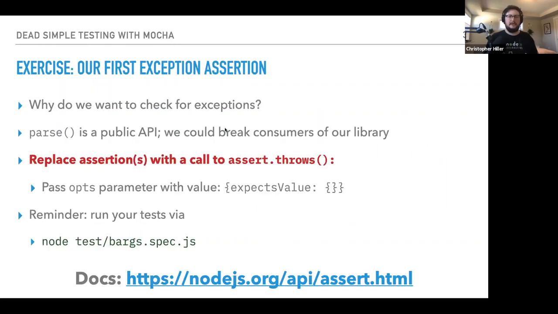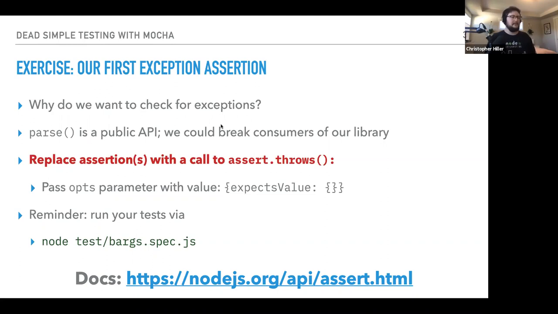We have all these assertions. You can delete them all. And so you're going to have your test file. It will have a require of assert and it will have a require of bargs. And so what we want to do is replace all this stuff with a call to assert.throws. And again, you're going to want to look at these docs. It's the assert module, nodejs.org/api/assert.html. You're going to want to look at assert.throws. And that is a function in the assert module's API.